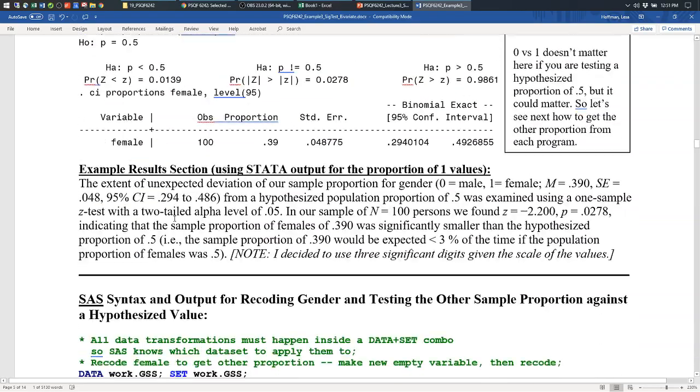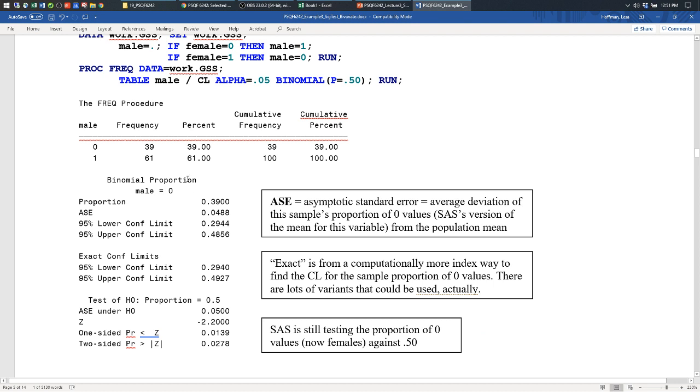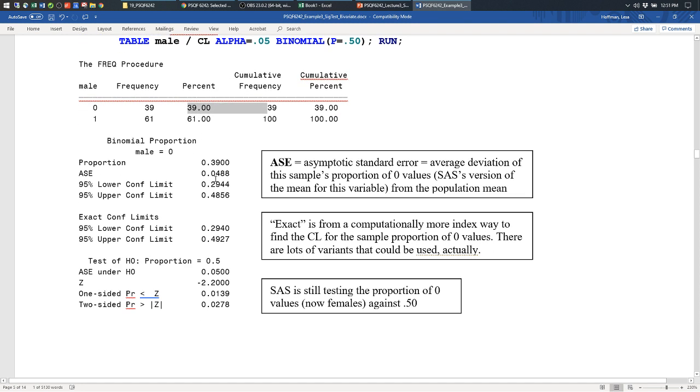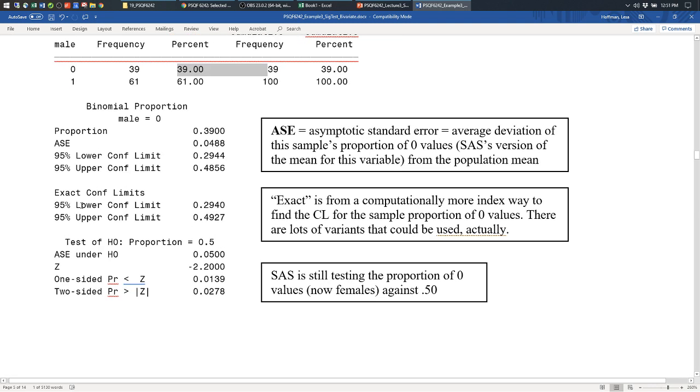All right. So in this case, let's do this one. We're testing the proportion that is 39 against 50. So here's my confidence limits. So they go from 0.29 to 0.49. So what does that mean? What do you think about that relative to the 50-50 expectation?